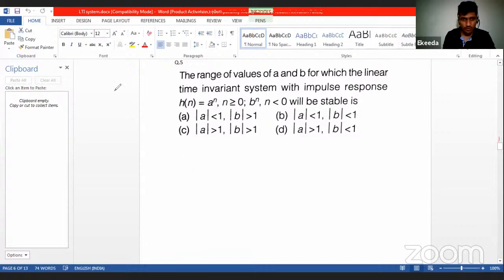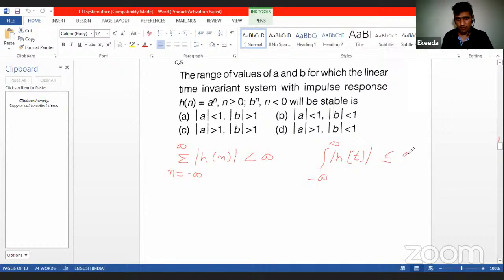We know that for the system to be stable, this must be absolutely summable, going from minus infinity to plus infinity. This must be less than infinity. In the continuous time domain, this is the integration of HT, meaning HT must be absolutely integrable, less than infinity.